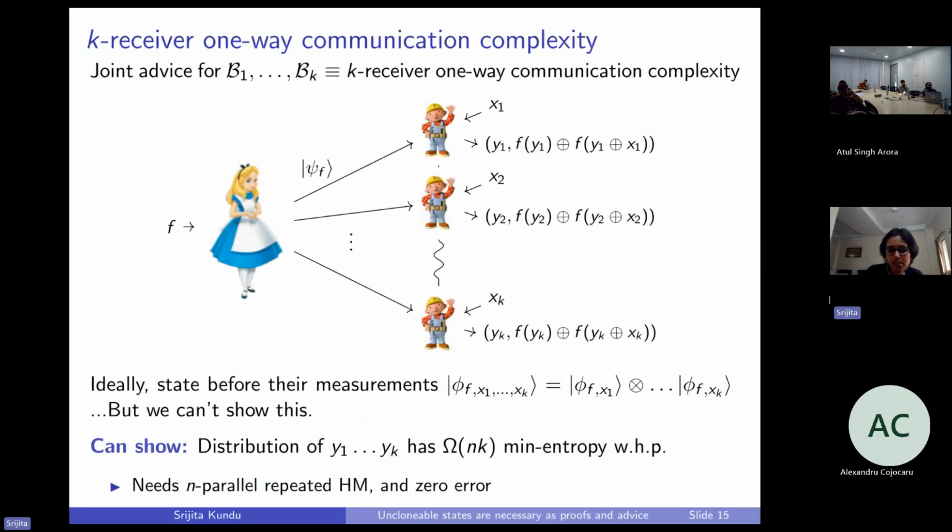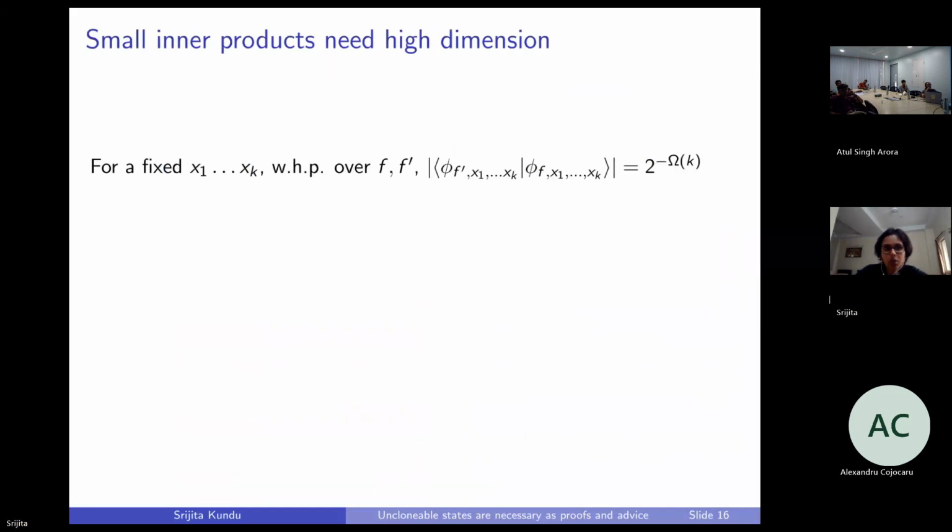So our final rigidity result is just going to be this min entropy result for the Bobs' outputs. Now, how do we use this rigidity result? Using it, we can show that there exist some fixed x1 to xk such that, with high probability over two uniformly random functions f and f prime, the states phi f x1 to xk and phi f prime x1 to xk must have small inner product with each other. By small here, I mean 2 to the minus omega k.